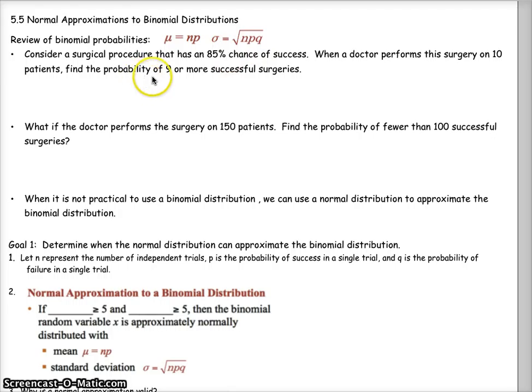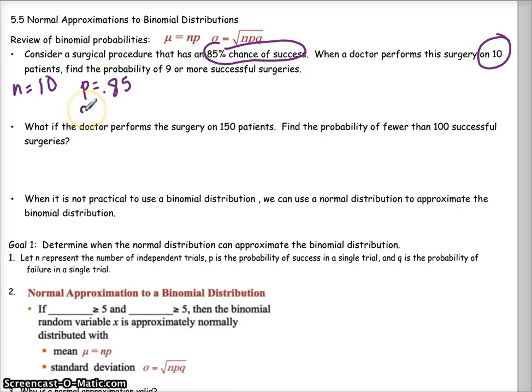So let's take a look at this example just to review. Consider a surgical procedure that has an 85% chance of success. When a doctor performs this surgery on 10 patients, find the probability of 9 or more successful surgeries. Let's begin by identifying our variables. N would represent the number in the sample size, and in this case, that's 10 patients. P is the probability of success, and in this case, that's 85% or a probability of 0.85.